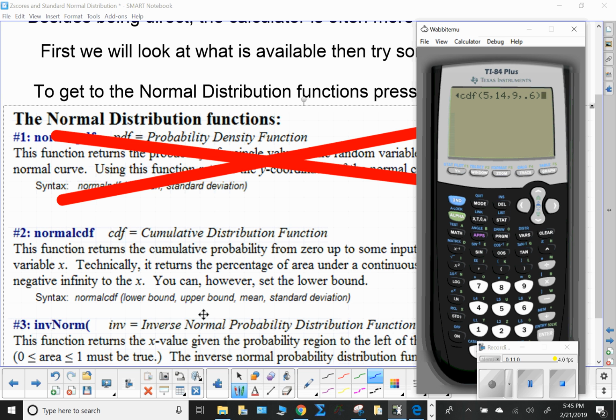If you don't have a newer calculator, if you were blessed to have one of the older TI-83s because a sibling bequeathed it to you, then yours just comes up and says normal CDF, open parenthesis. And that's where you actually have to type in the lower bound, comma, the upper bound, comma, the mean, comma, the standard deviation, which is just what happened here. Then you press enter again and it comes back and gives you your answer. Okay?